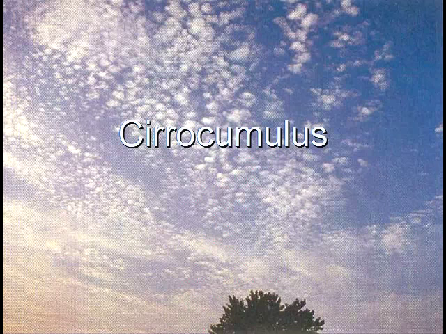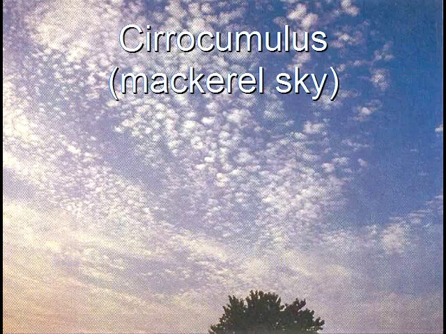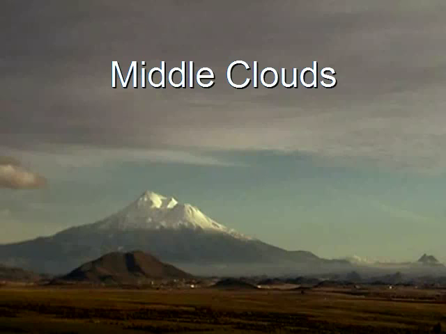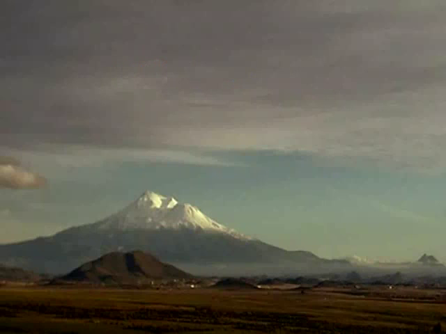Cirrocumulus clouds occur due to thickening of cirrus clouds. They are causing ripples, waves, or a billowy appearance which resembles fish scales. The nickname for this phenomenon is a mackerel sky. Middle clouds are composed of liquid droplets and ice crystals. All middle clouds carry the alto prefix.